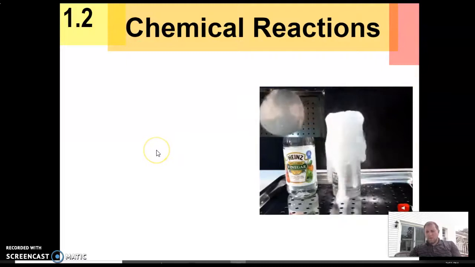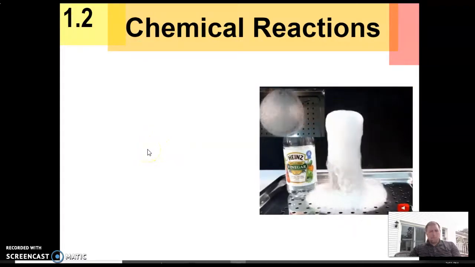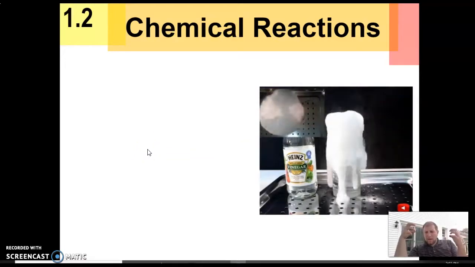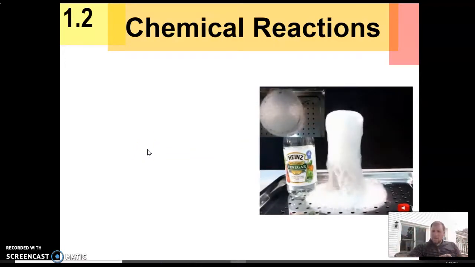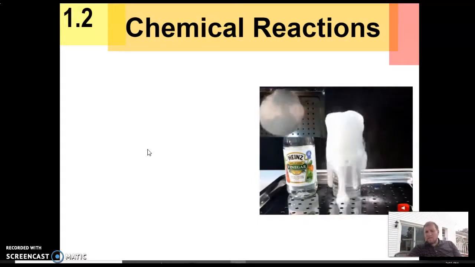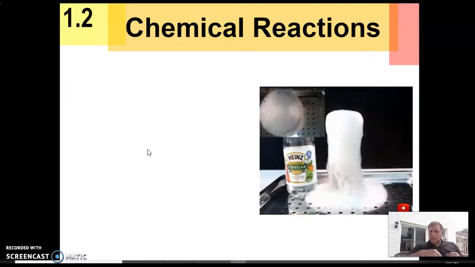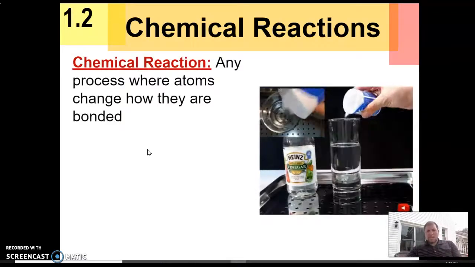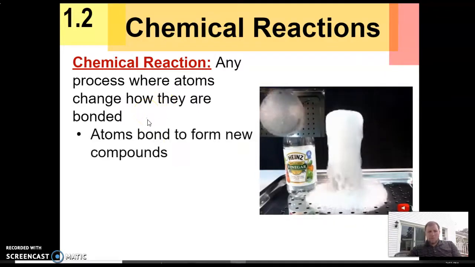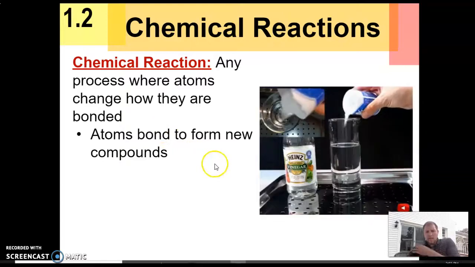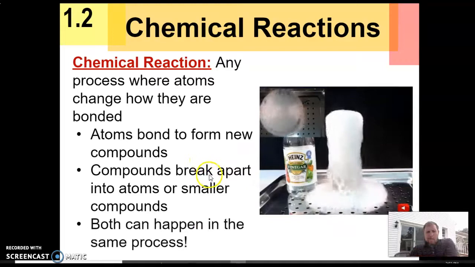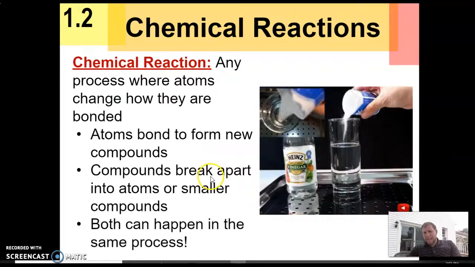So we talked in the previous section about how chemistry is going to be really focused on the way that atoms break apart the bonds that connect them to other atoms and form new bonds with other atoms, thus creating new substances. Now, this process where atoms can break old bonds and form new bonds to make new substances is called a chemical reaction. Any process where atoms change how they are bonded to one another. Again, this can include atoms bonding to form new compounds, breaking apart into atoms or smaller compounds, or both can happen at the same time.